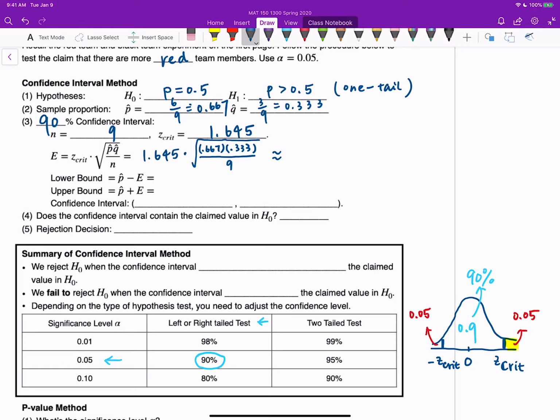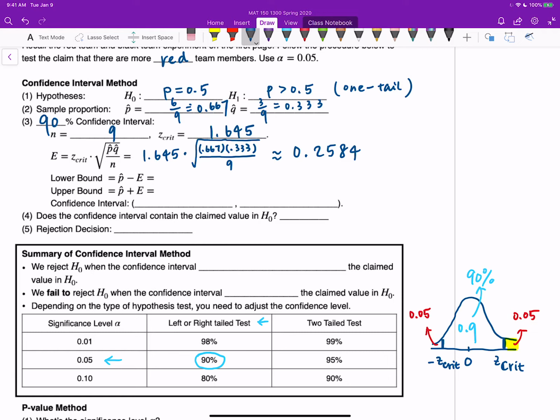1.645 times the square root of 0.667 times 0.333 divided by 9, and you hit enter. So according to my calculation, my margin of error is approximately 0.2584. If you got this, or if you got something very close to this, that means you're correct. So this is our margin of error.